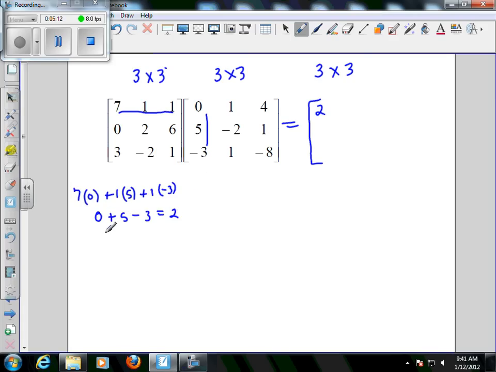First entry, first column. Now we're going to take the second row times the first column. So 0 times 0 plus 2 times 5 plus 6 times negative 3. That is a negative there. So we're going to end up with 0 plus 10 minus 18, which gives us negative 8.